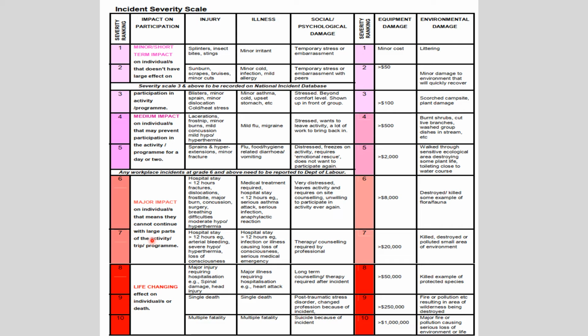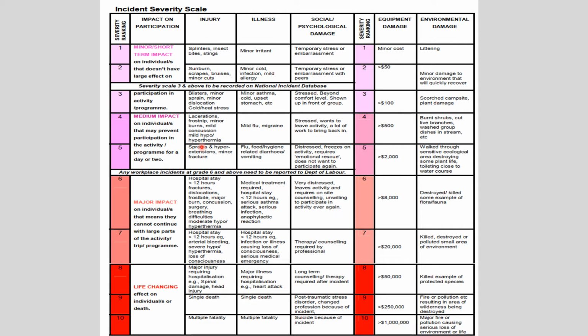So the incident severity scale on the vertical axis has a severity rating, so it goes from 1 through to 10, and then you have the different types of things that can go wrong. So injury, illness, psychological damage, equipment, environmental damage along the top, and then the different categories within there. Starting with minor injuries, so splinters, insect bites, etc., categorized as severity rating 1, through to multiple fatalities down the bottom and everything in between.